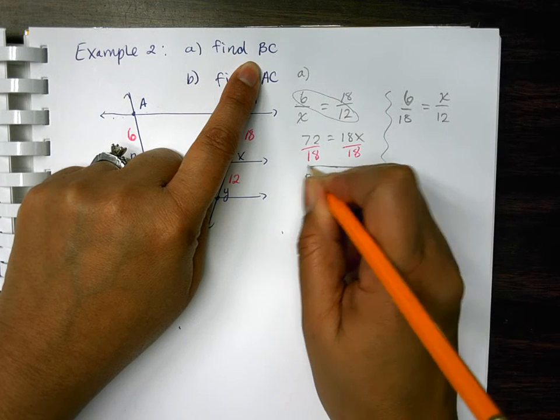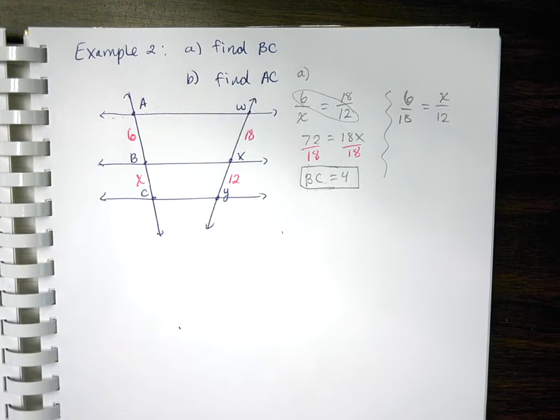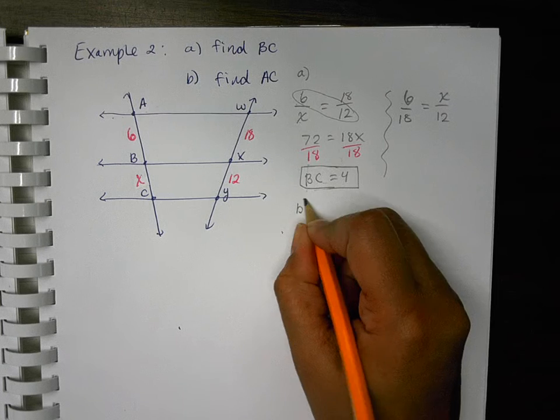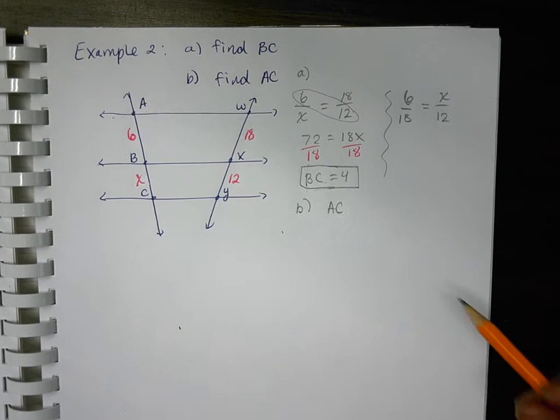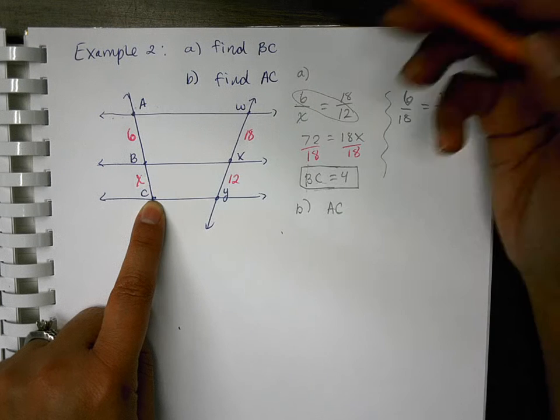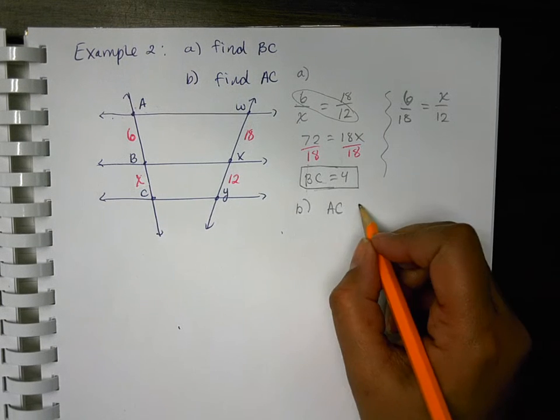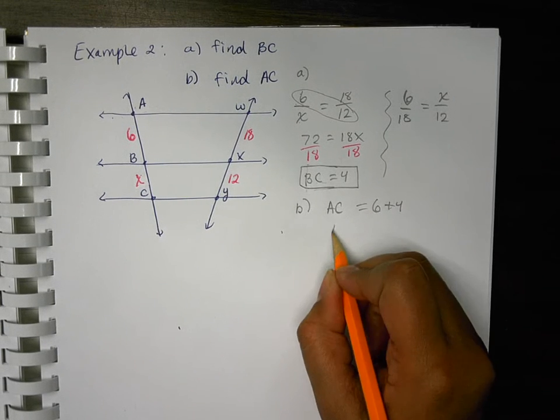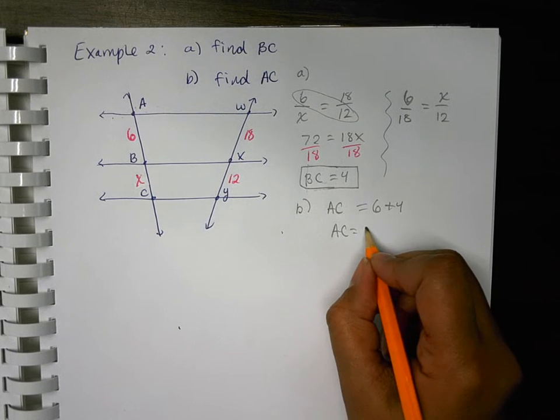BC. BC equals 4. All right. Part B is asking us to find AC. AC is from this piece to this piece. So what do I do with the 6 and the 4? Add them together. 6 plus 4. So AC equals what? 10.